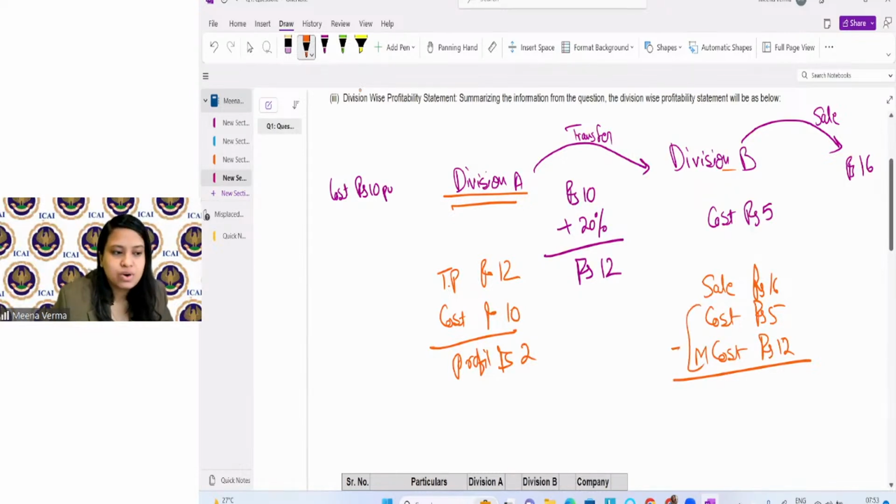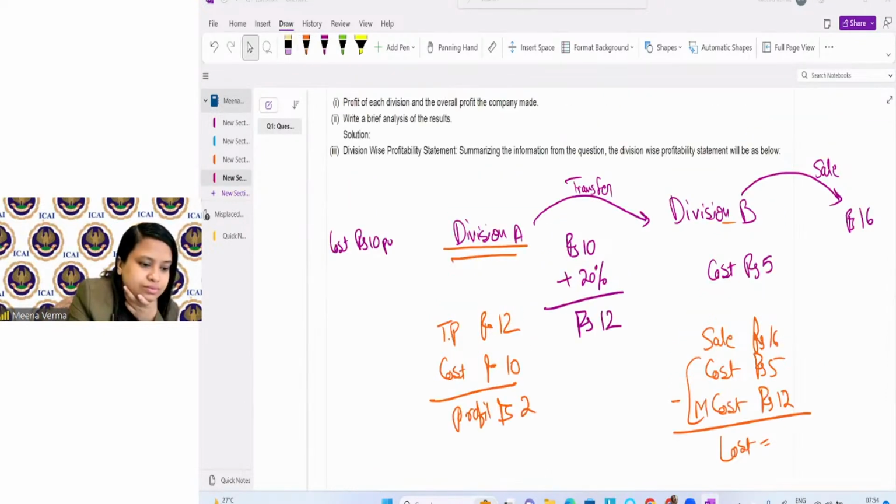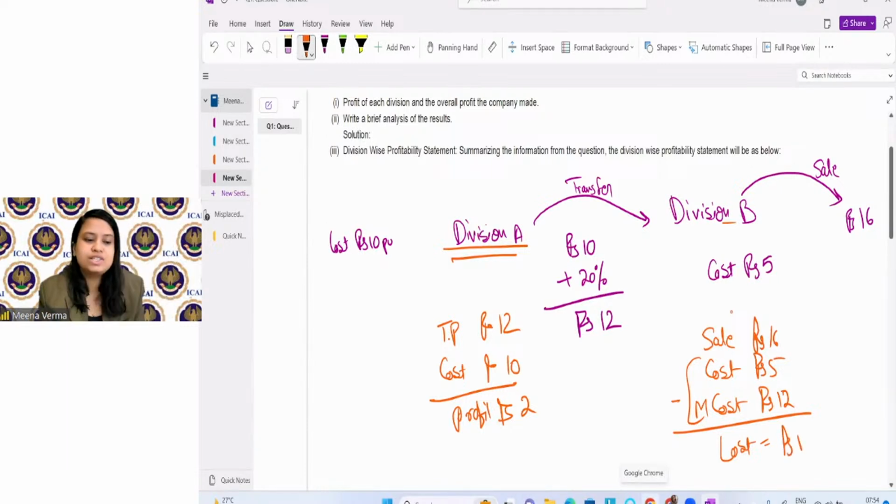It is coming as what? Loss, right? How much loss they are incurring? 1 rupee. You can find the loss. ₹1 loss. So there is a loss of ₹1, right? Rupees 1.